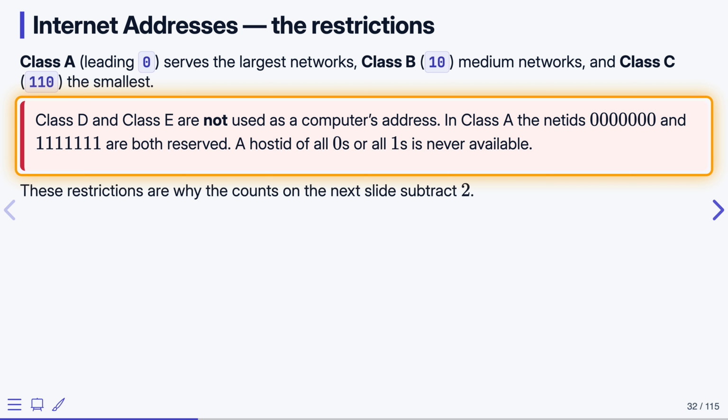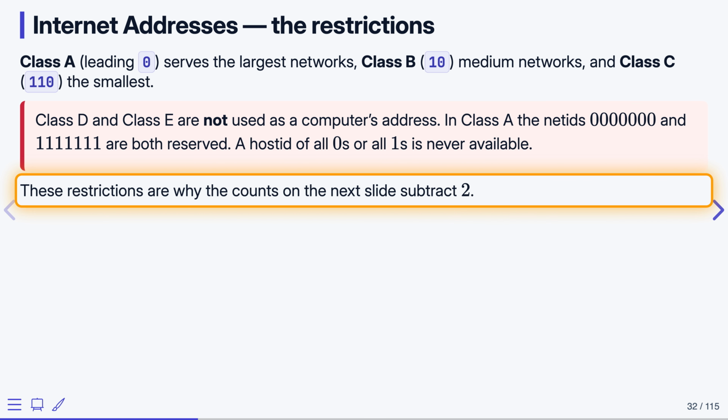Now the rules that take addresses away. Class D and Class E are never used as the address of a computer, so we skip them. In Class A, 2 netids are reserved for special use. One is all 0 bits, and the other is all 1 bits. And in every network, a hostid of all zeros and a hostid of all ones are reserved, so neither is available. Remember these three rules. They are exactly why the counts on the next slide subtract 2.